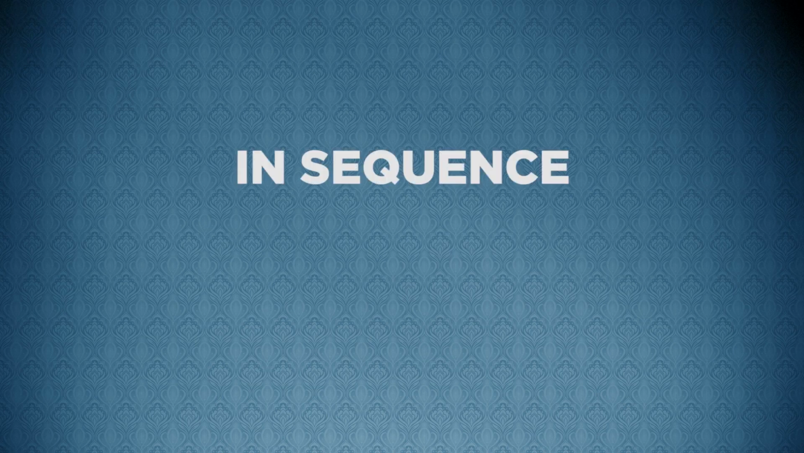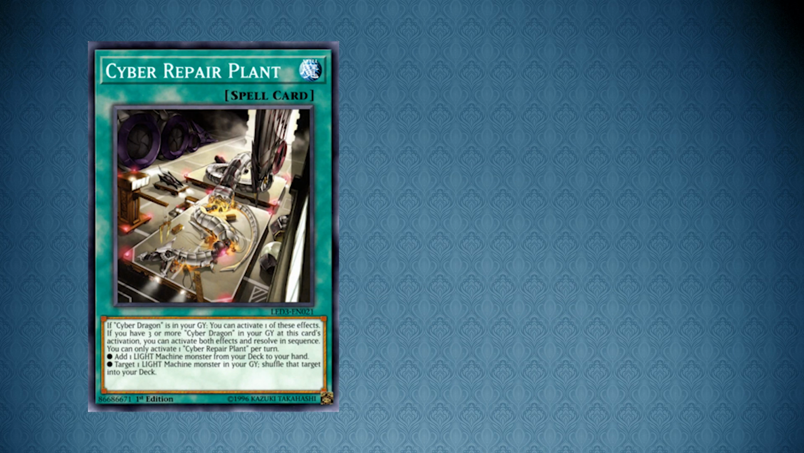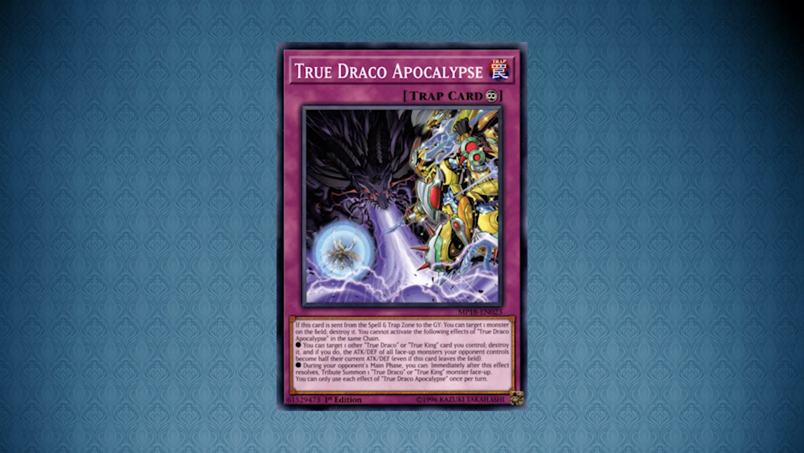Cards that have bullet points in the effect that activate in the same chain link will specify with either the words in sequence or simultaneously. Examples are Cyber Repair Plant and Kunai with Chain, respectively. Cards with bullet points that don't include either of these terms resolve in separate chains. An example of this is True Draco Apocalypse.